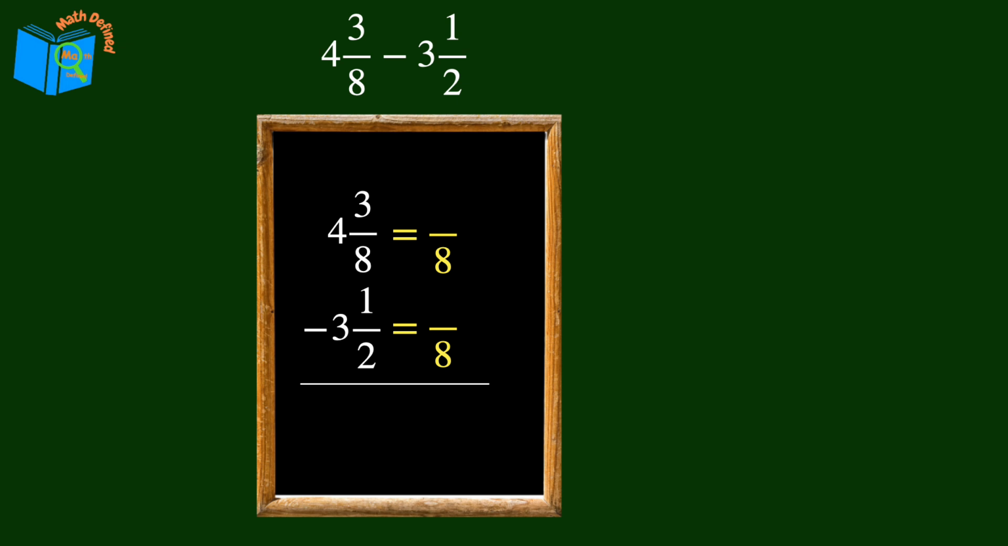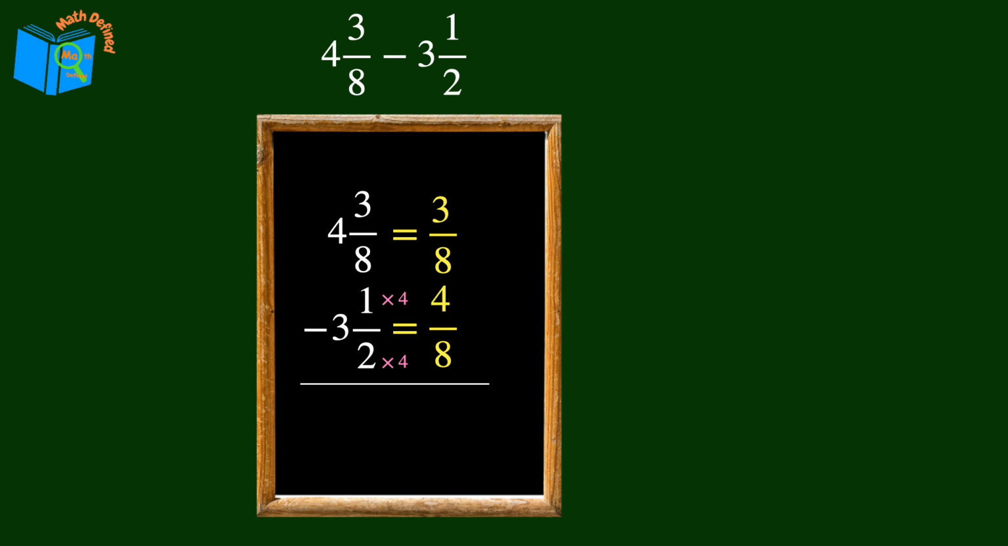Starting at the top with 4 and 3/8, since the denominator is already an 8, I just bring over the numerator 3. Moving down to 3 and 1/2, I know that 2 times 4 is 8, and then I need to multiply the numerator by 4 as well, and 1 times 4 is 4.